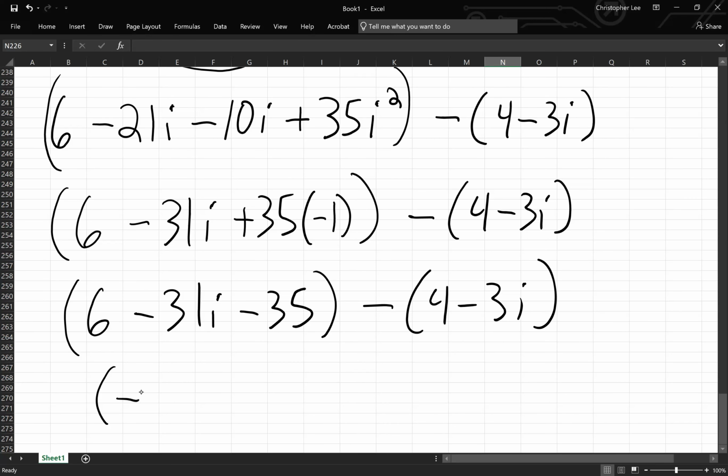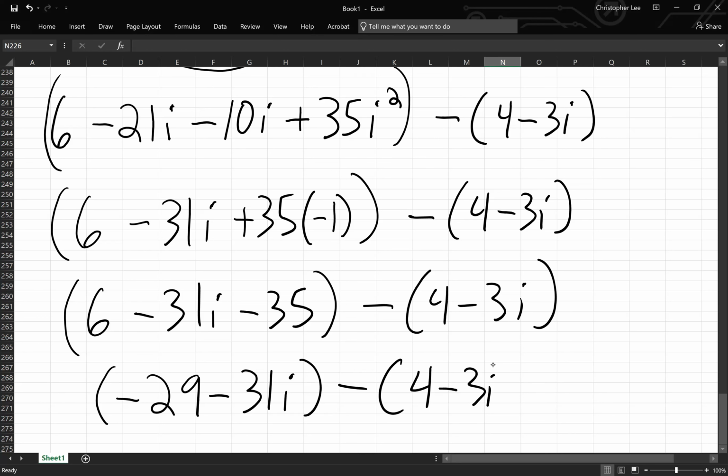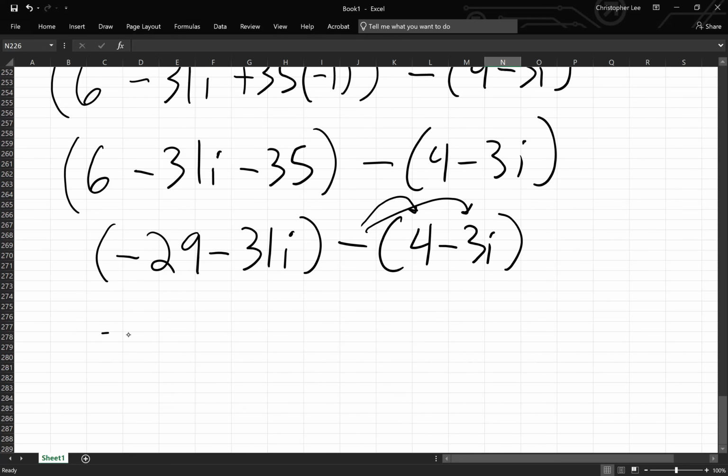So I have negative 29 minus 31i minus the quantity 4 minus 3i. What's next? Actually, I have to distribute that minus sign. That's what I would do. So now I have negative 29 minus 31i minus 4 plus 3i, right? What's next?